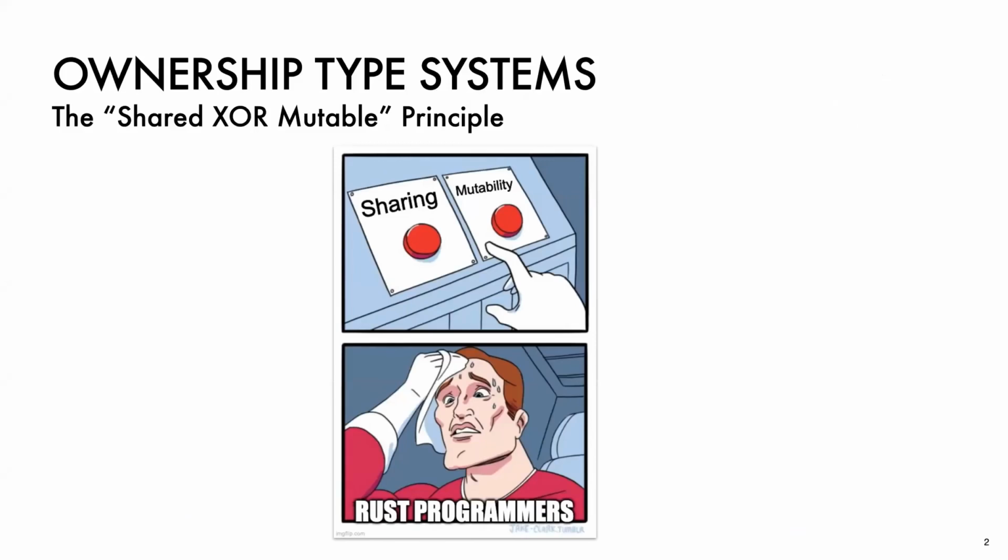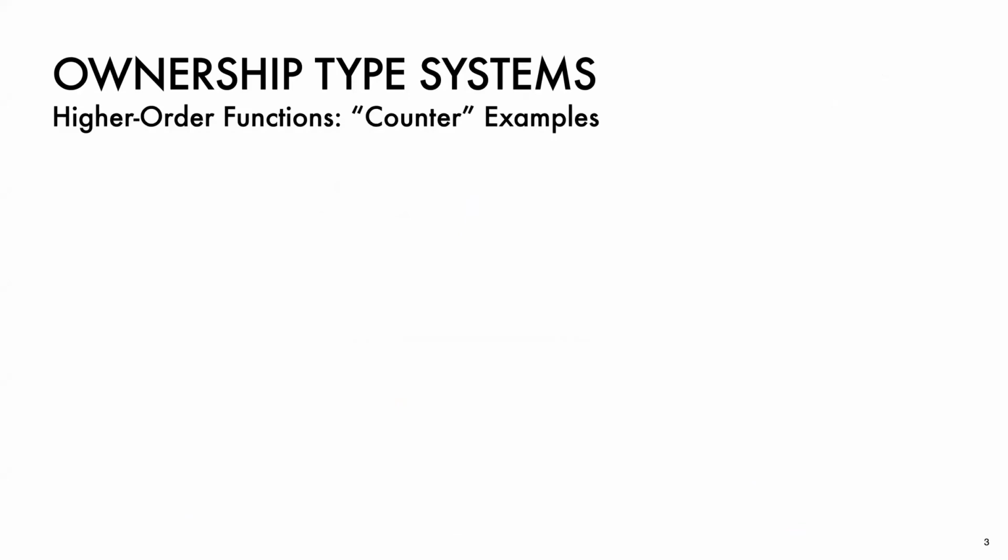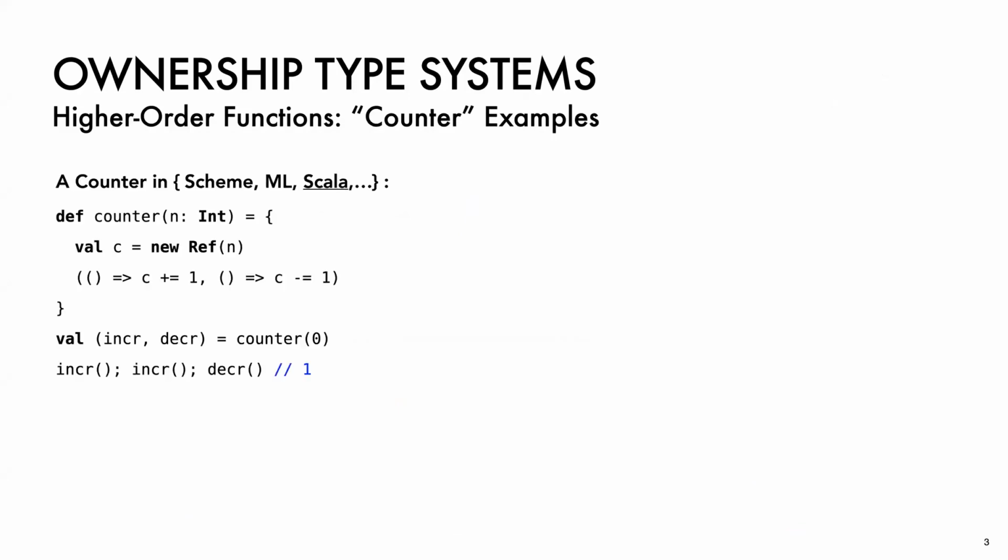The context of this work is ownership type systems, such as in Rust. And in Rust, we have the shared XOR mutable principle, which basically says that programmers can choose between mutability, but then they have to ensure unique access to state, or sharing, but then it has to be read-only, and there's no middle ground. And this inhibits programming with higher order functions, as I illustrate with this counter example.